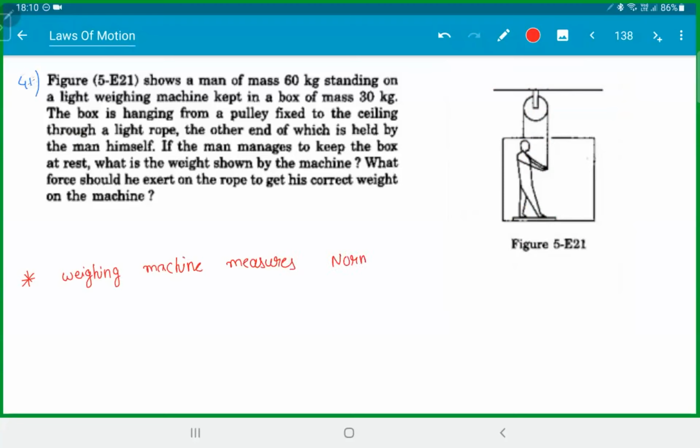Be careful. Look at the words. What you measure and what you show are not the same. But it shows a reading equal to N by g. So whatever normal reaction it measures, it will divide by g and show you. In most cases, when you're not moving or anything, N will be mg, you will get mass. Are you getting the catch? But remember, a weighing machine always measures normal reaction.